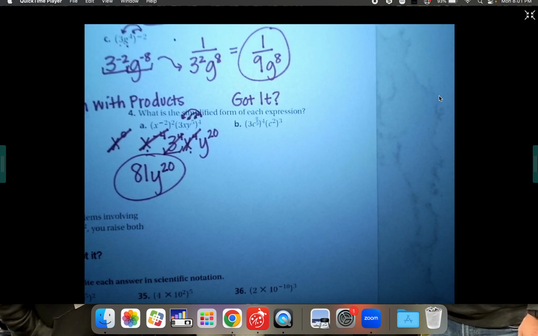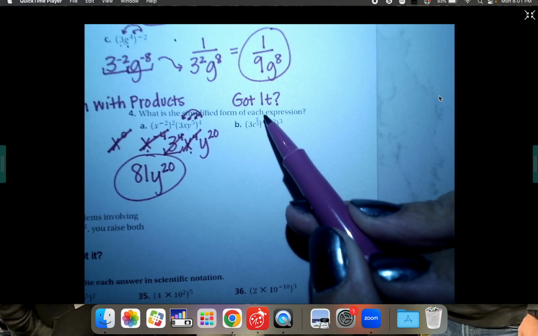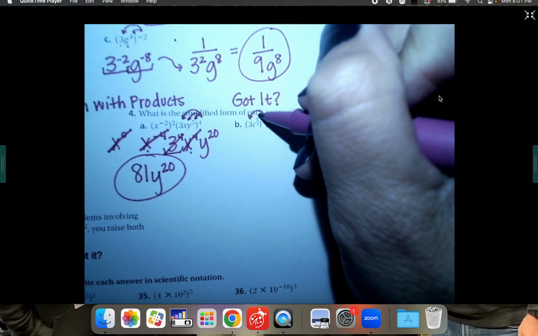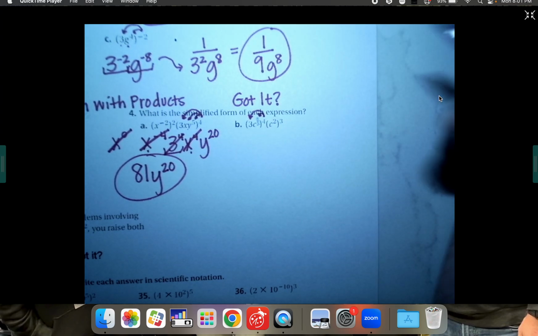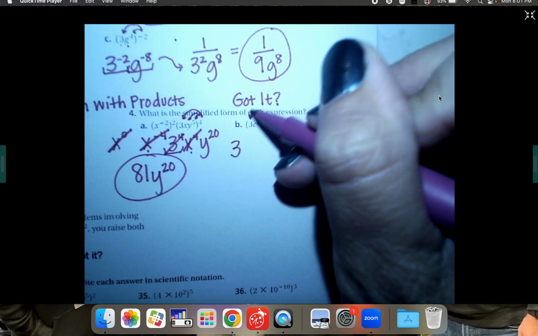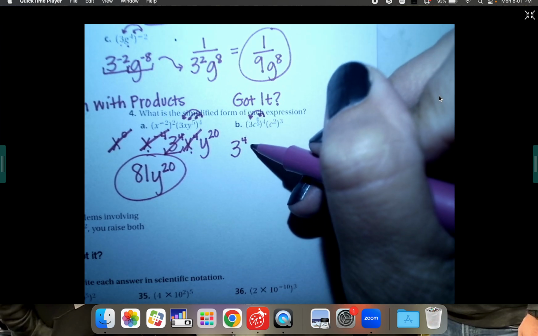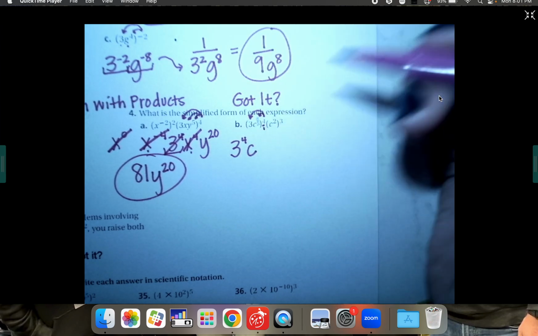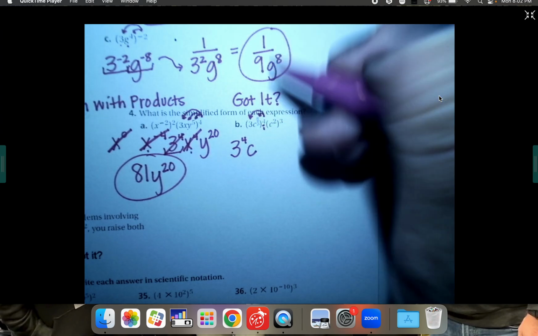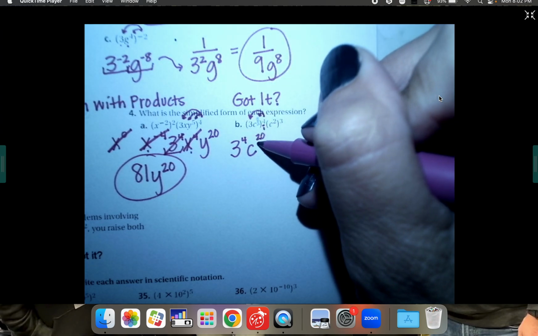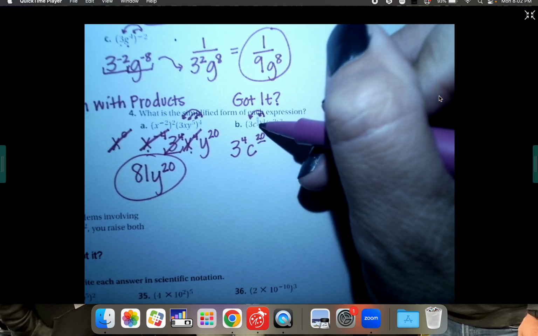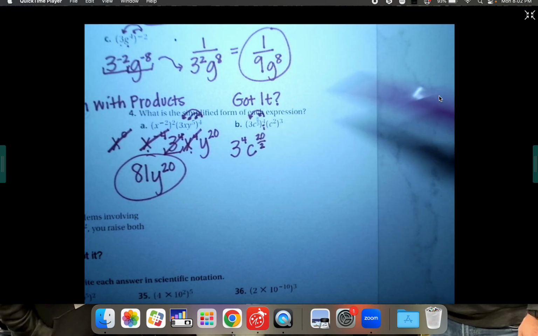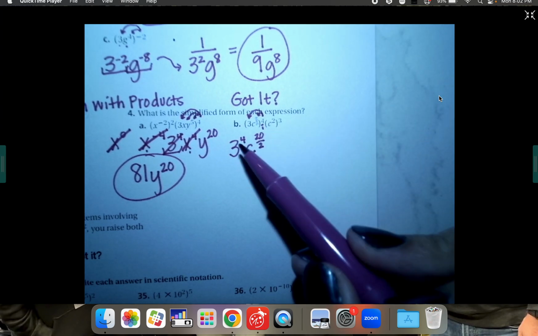Okay, B, I see a 4 here that's going to go to the 3. And it's going to go to the c to the 5 halves. So we've got 3 to the 4th and c to the 5 halves times 4 over 1. 5 times 4 is 20. And 2 times 1 is 2. I know that's going to change to be a 10, but let's just keep going for now.